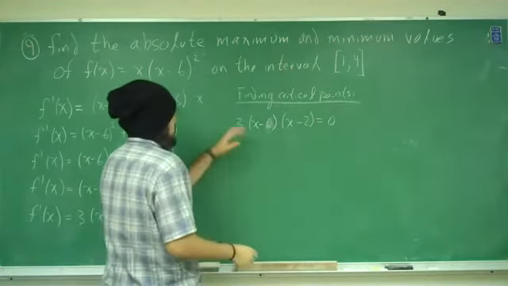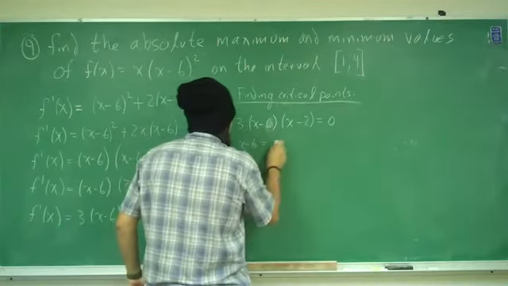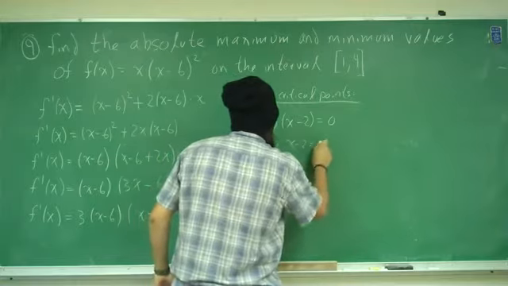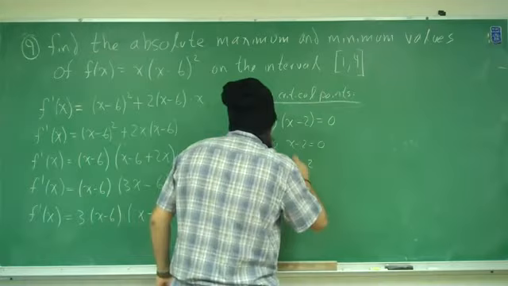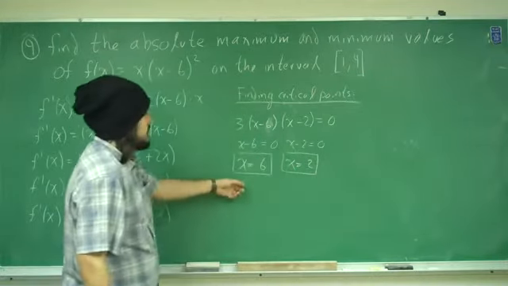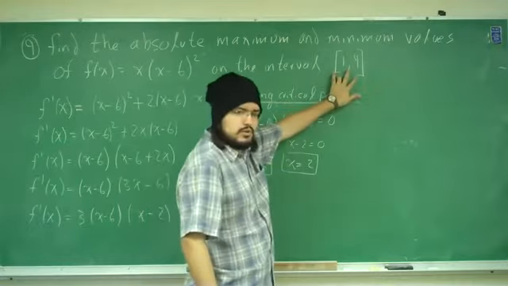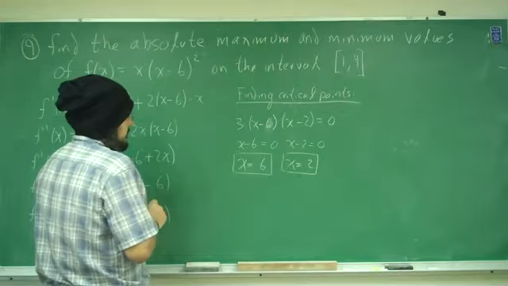So if we equate that to 0, 3 is gone. We're left with x minus 6 equals 0, and x minus 2 equals 0. Therefore, we're left with x equals 6, and x equals 2. Alright, so these are our two critical points, plus we have 1 and 4 as our critical points as well, because those are our endpoints, and they're included.